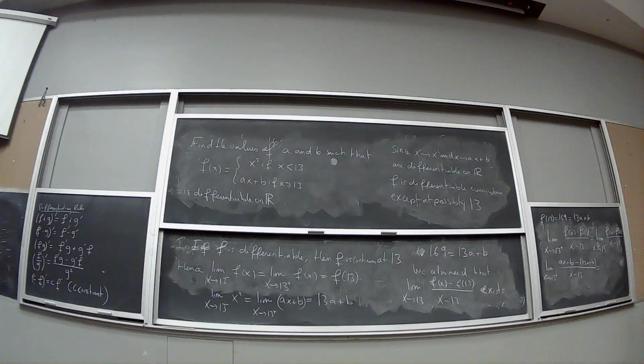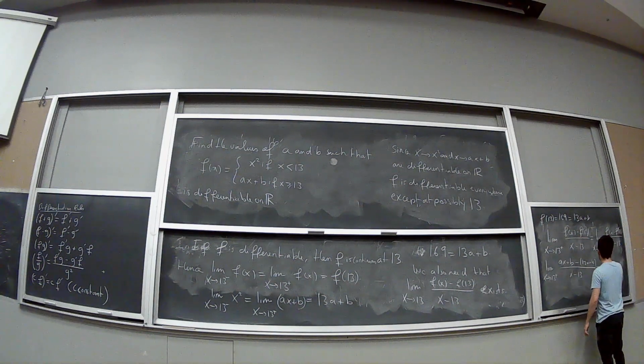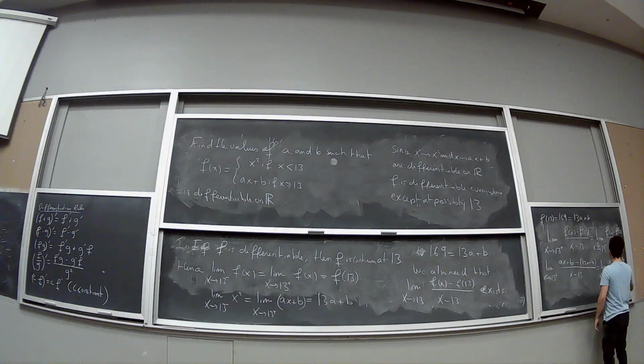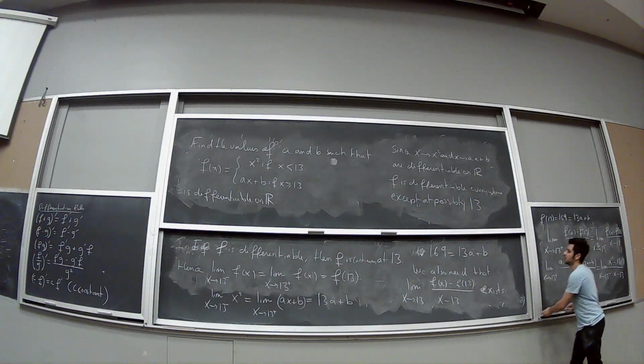Is equal to what? To the limit as x goes to 13 minus. Now, f of 13, what expression do you want to use here? 13a plus b or 169? Both of them are the same, but which one do you want to use? Do you have any a's and b's in the 13 minus side, or do you just have x squared? Do you want to add in unknowns? No. So let's just use the correct value. The limit of x squared minus 169 over x minus 13. Great, let me continue.